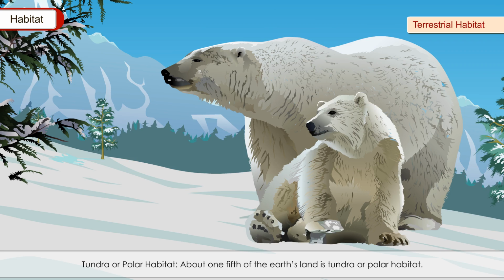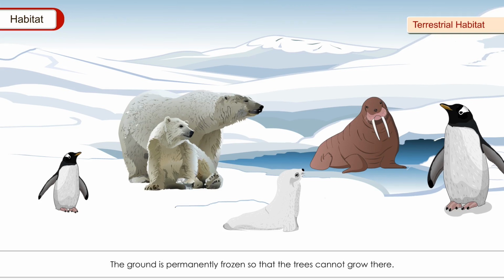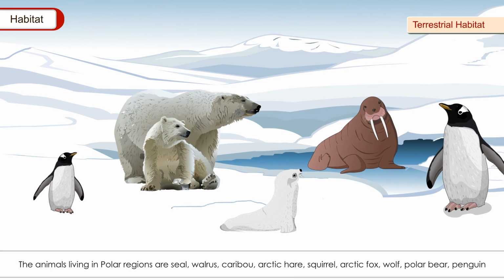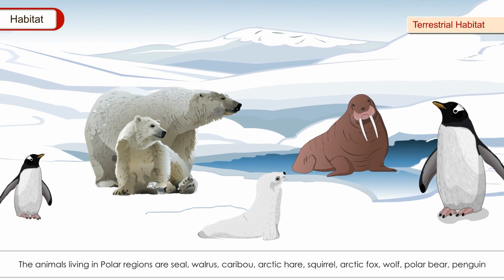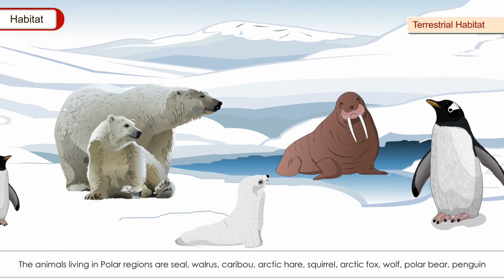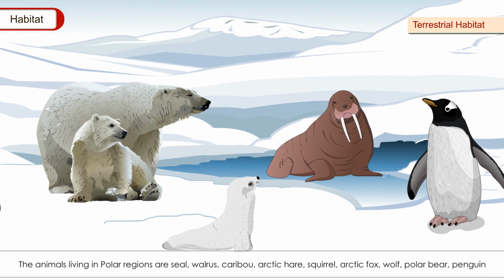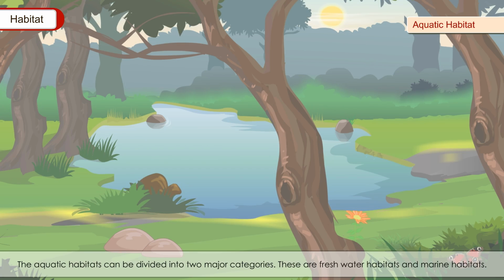Tundra or polar habitat. About 1/5 of the Earth's land is tundra or polar habitat. It is the top of the world, near the North Pole. The ground is permanently frozen so that the trees cannot grow there. The animals living in polar regions are seal, walrus, caribou, Arctic hare, squirrel, Arctic fox, wolf, polar bear, penguin, and snowbirds, etc. The plants found in polar habitats are very rare except some grasses.